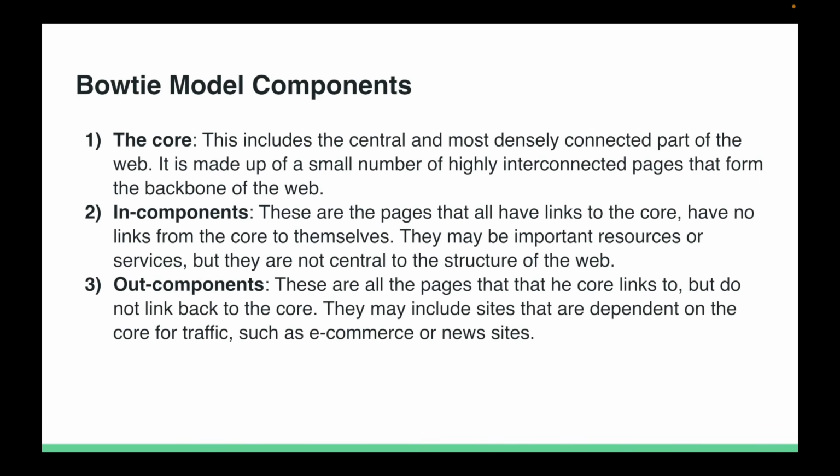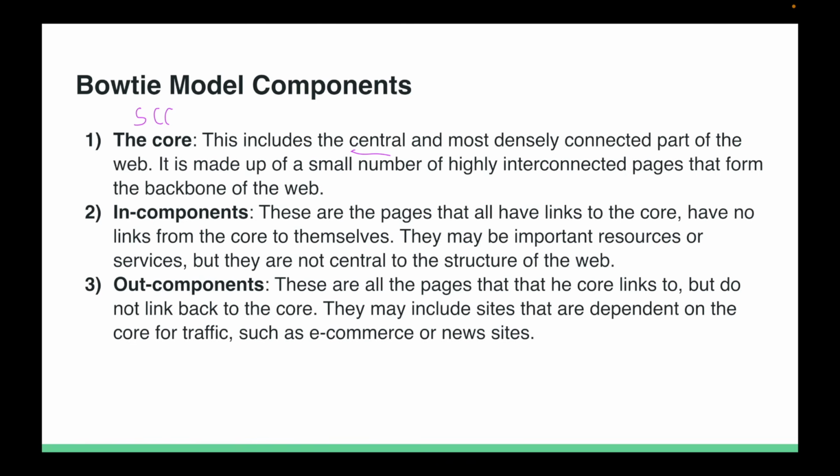So in the center of the bowtie structure, which was referred to as the SCC, we have the core. This is the central and most densely connected part of the web. It is made up of a small number of highly interconnected pages that form the backbone of the web. When I think about really prominent pages that are connected to each other, news sites are often a good example. Reddit is actually probably an amazing example. But generally on the web, we have a small core of sites that are densely connected to each other. And then we have in components.